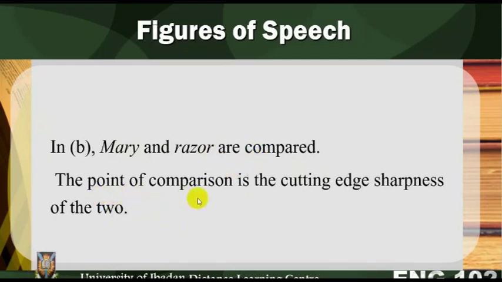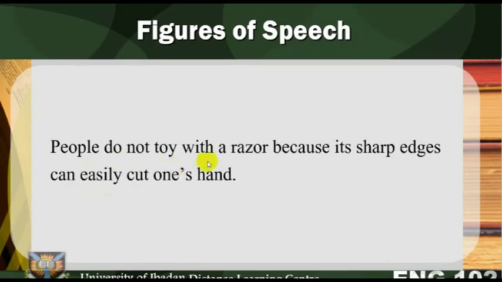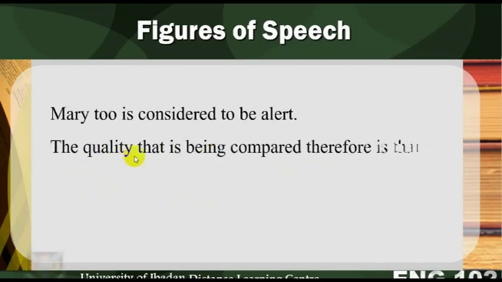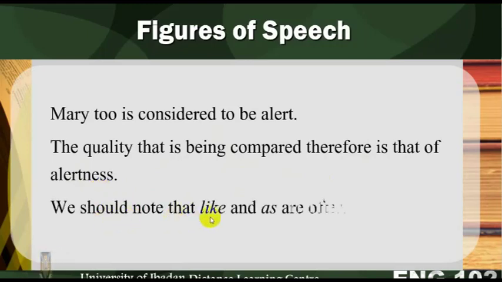The point of comparison is the cutting-edge sharpness of the two. People do not toy with a razor because its sharp edges can easily cut one's hand. Mary, too, is considered to be alert. The quality that is being compared, therefore, is that of alertness. We should note that like and as are often used in similes.